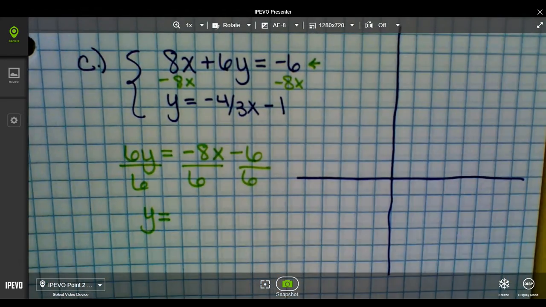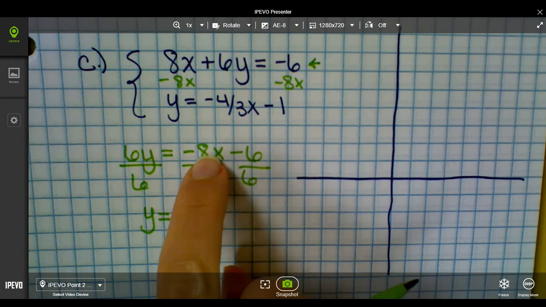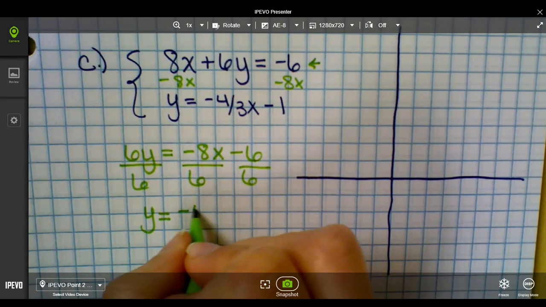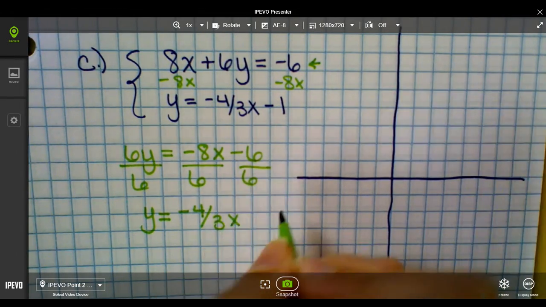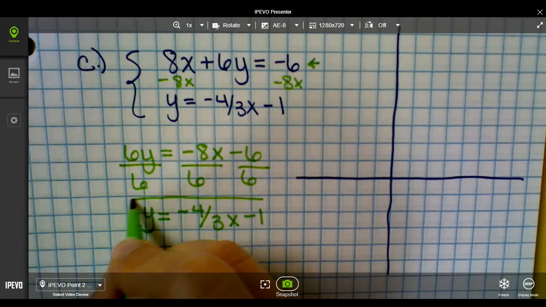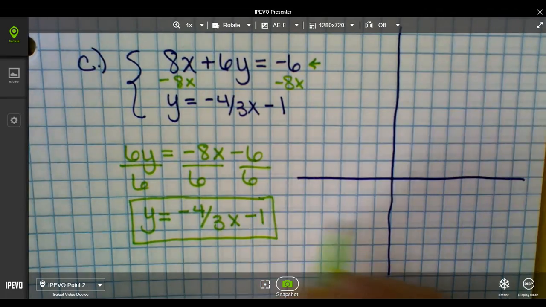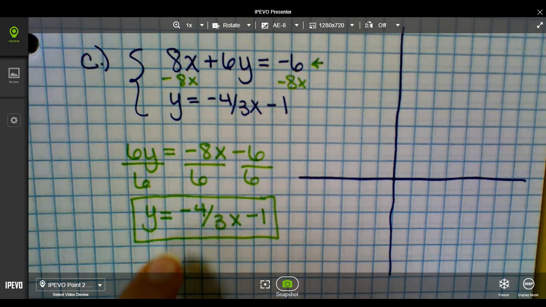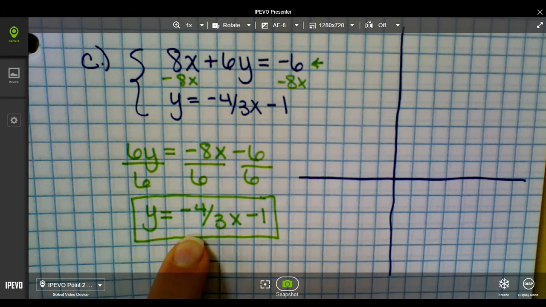And y is going to equal negative 8 over 6. I can simplify that by 2 again. So I'm going to have negative 4 over 3x. Negative 6 divided by 6 is just going to be negative 1. So always simplify your fractions, just because when you go to graph this, you would still get the same line if you kept it negative 8 over 6, but the counting and your points in between, that's just going to be kind of a little silly. So you want to make it as simple as possible.